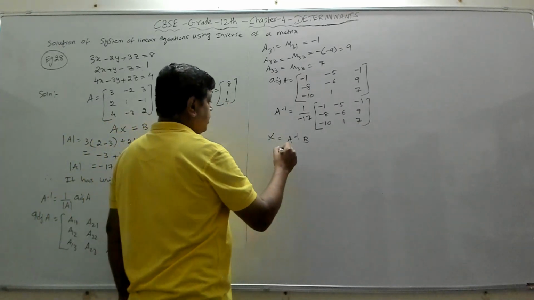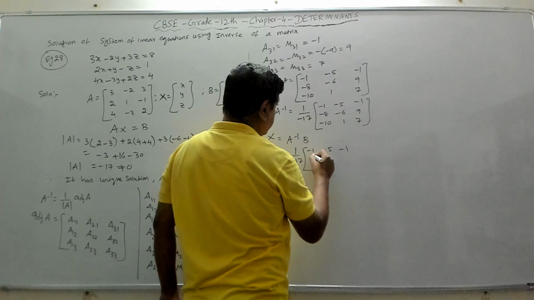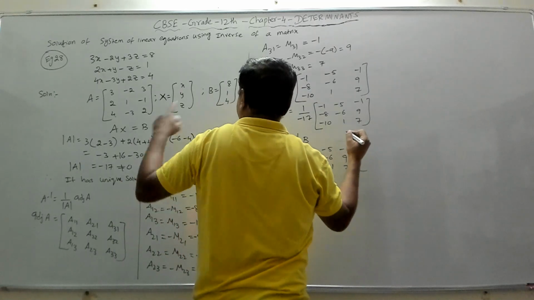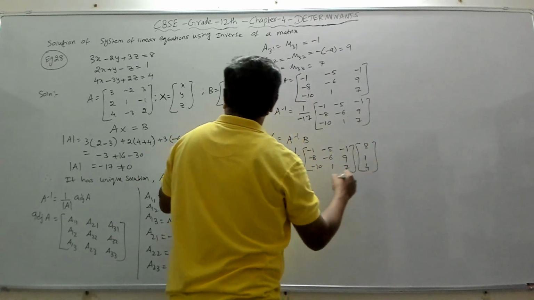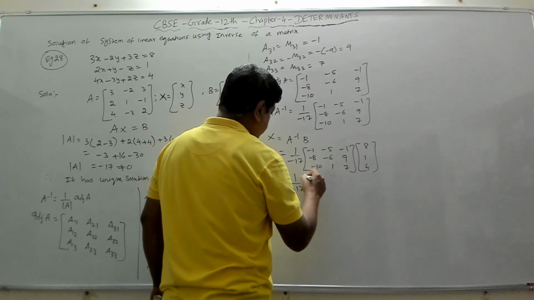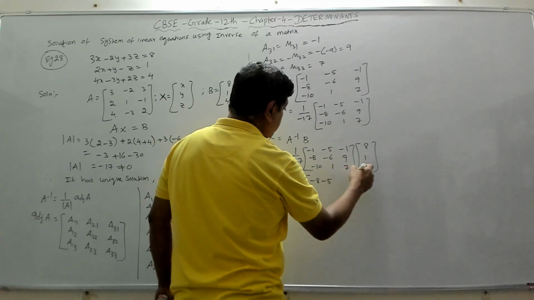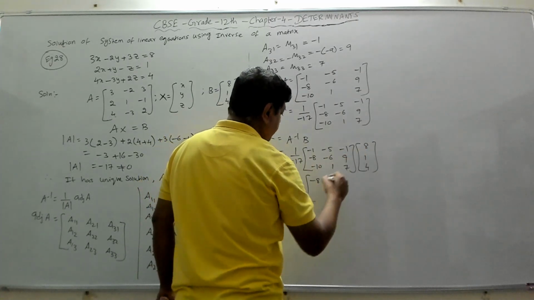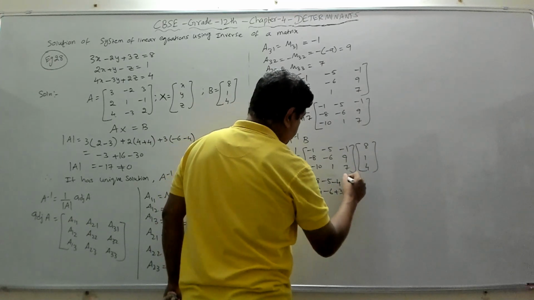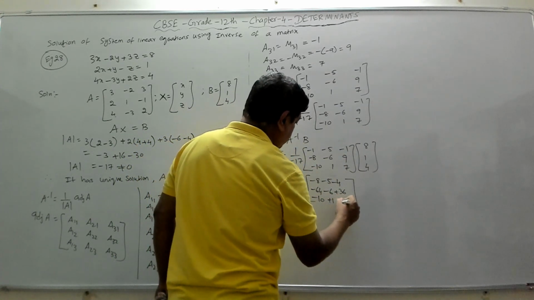So what is A inverse? A inverse is 1 by minus 17 of minus 1, minus 5, minus 1, minus 8, minus 6, 9, minus 10, 1, 7, that into B. B matrix is 8, 1, 4. Let's multiply. If you multiply these two, it becomes 1 by minus 17 of minus 1 into 8 is minus 8, minus 5 into 1 is minus 5, minus 1 into 4 is minus 4, then minus 8 into 8 is minus 64, 6 into 1 is 6, 9 4s are 36. Minus 10 into 1 is minus 10, 1 1s are 1, 7 4s are 28.